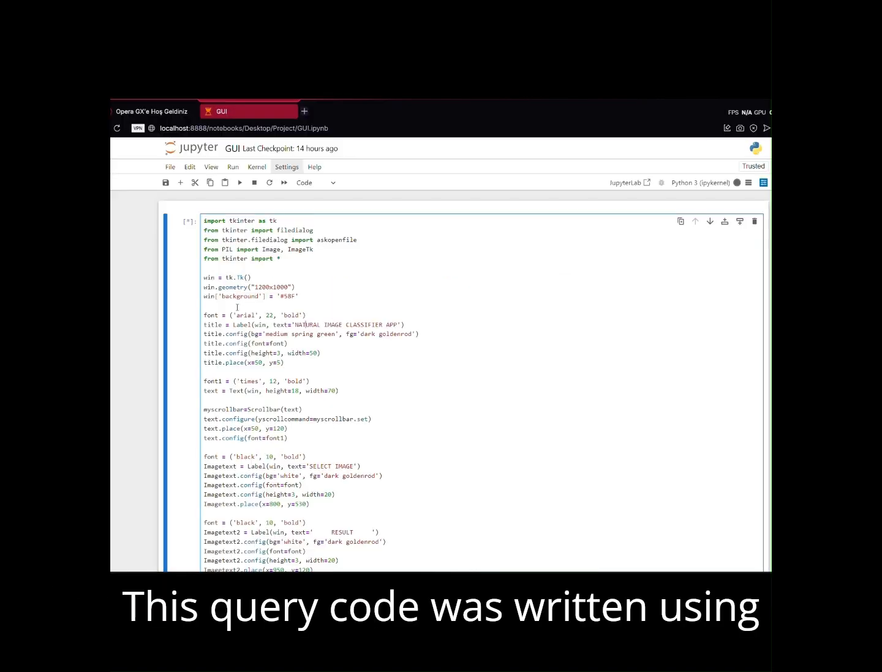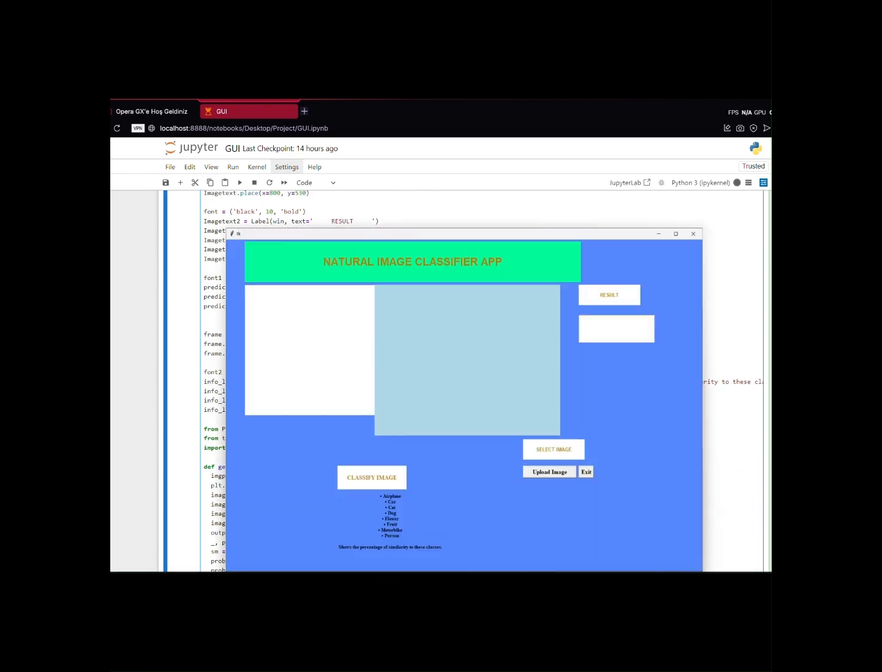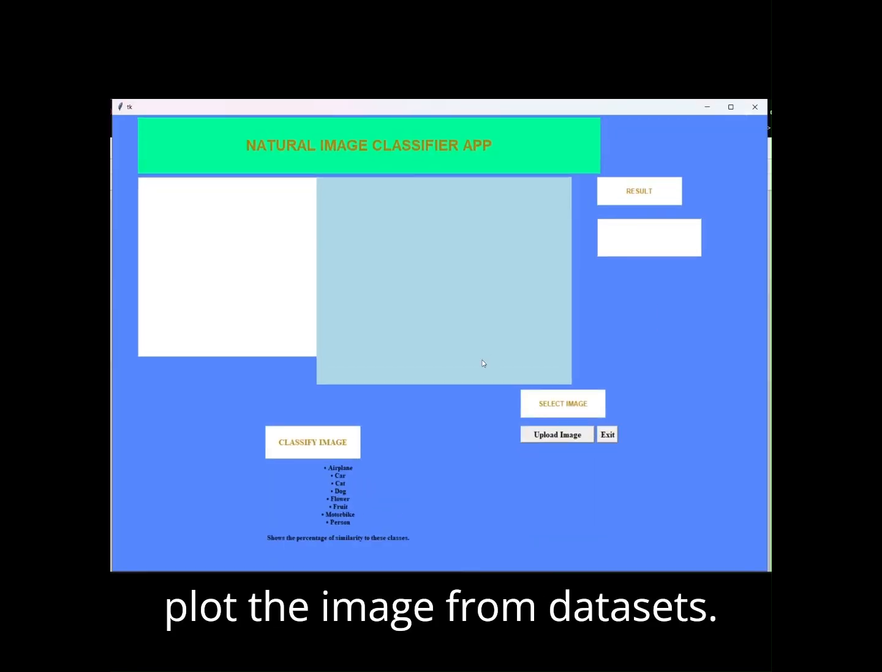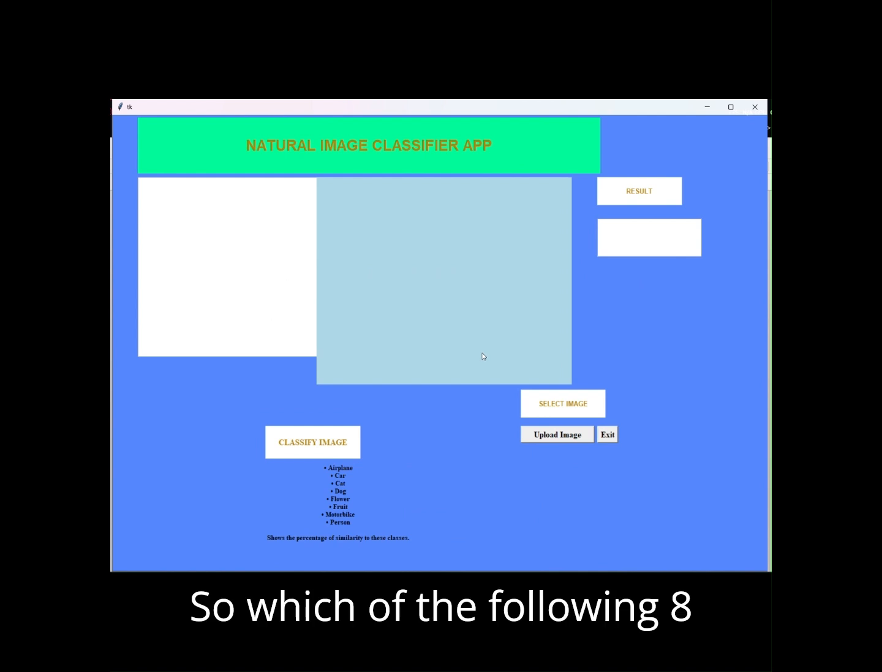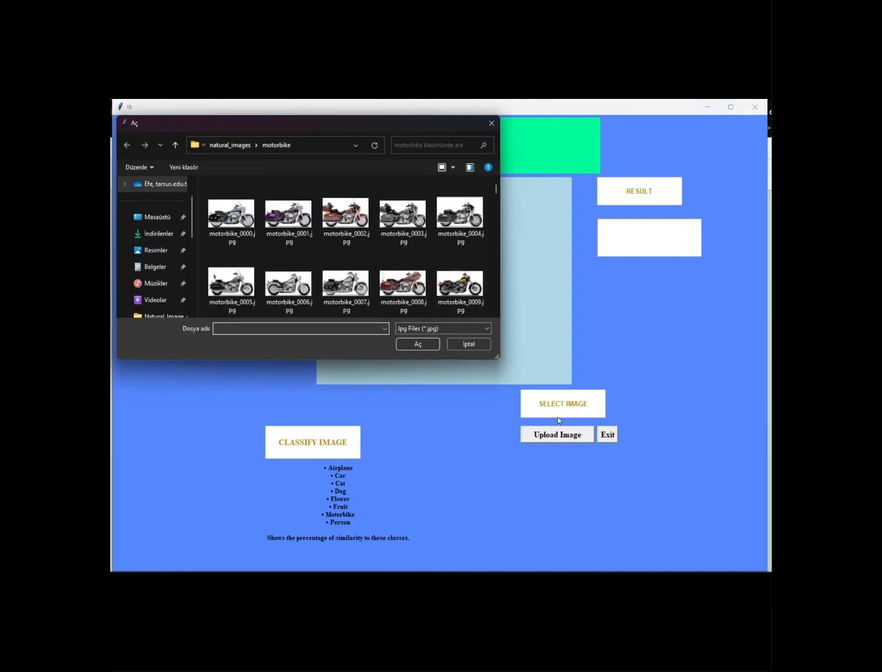This GUI code was written using Tkinter. The goal is to load an image from the dataset and see which of the 8 classes it is closest to, in percentage terms.